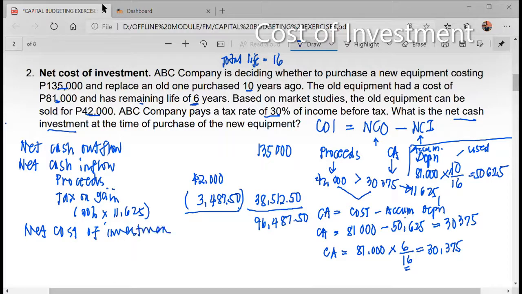They are the same, net cash investment or net cost of investment. The cost of investment involves cash inflows and cash outflows. So, it is still cash investment. Okay, so this is our answer.